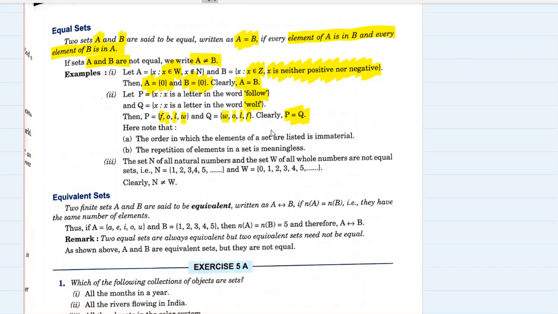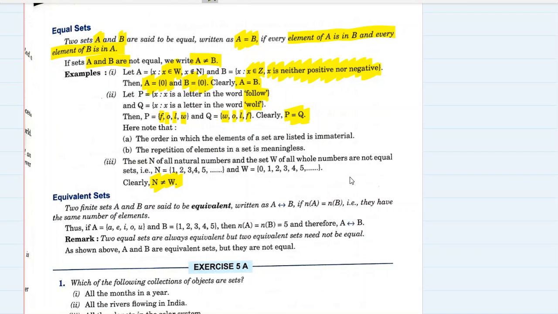Here, note that the order in which the elements of a set are listed is immaterial. The repetition of the elements in a set is meaningless. So we do not repeat the elements of the set, nor do we take care of the order. It does not matter in which order the elements are listed. The set N of all natural numbers and the set W of all whole numbers are not equal because set W has one element extra, which is 0. So N is not equal to W.